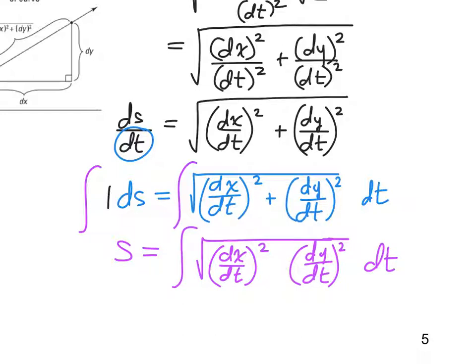But the thing is, arc lengths are finite. They don't exist over an infinite interval. So we'll have to bound it.